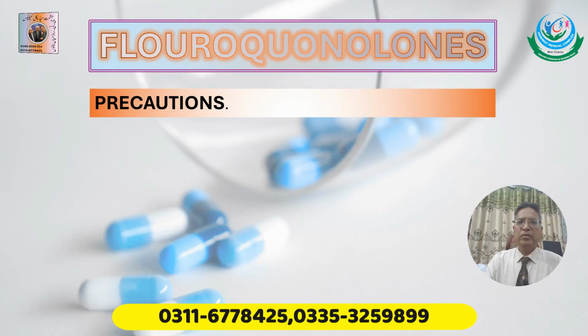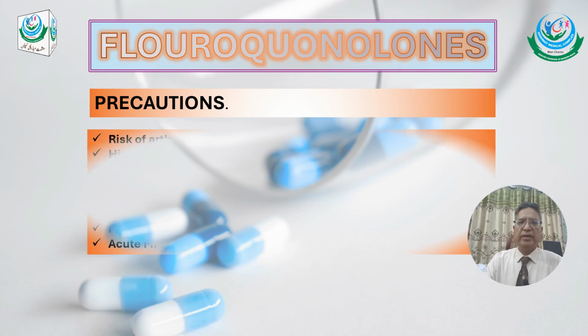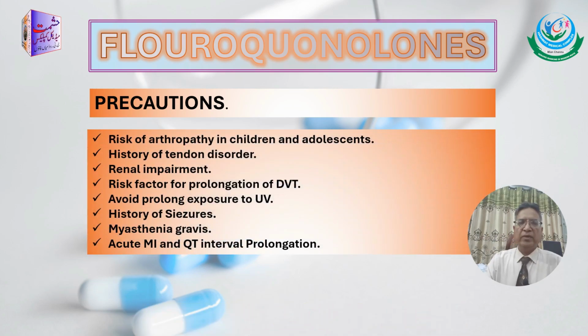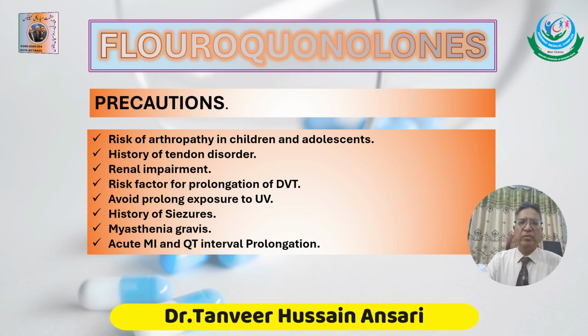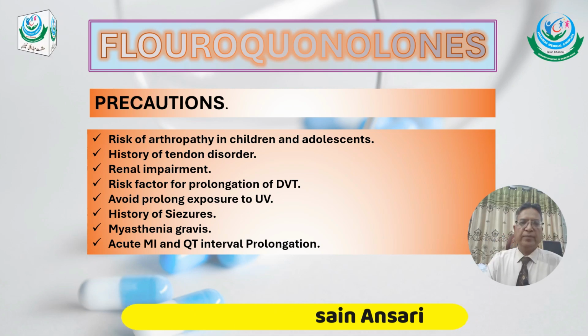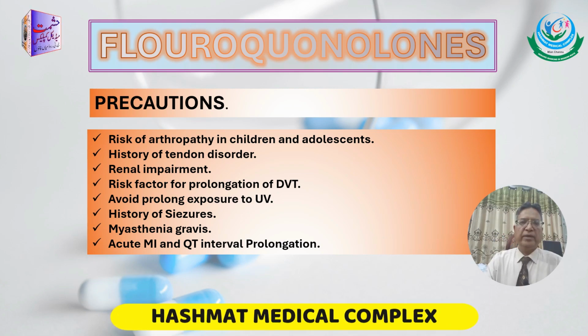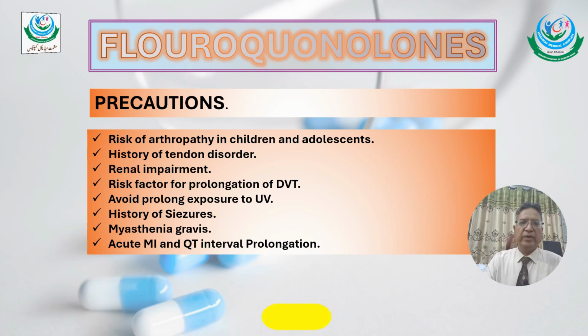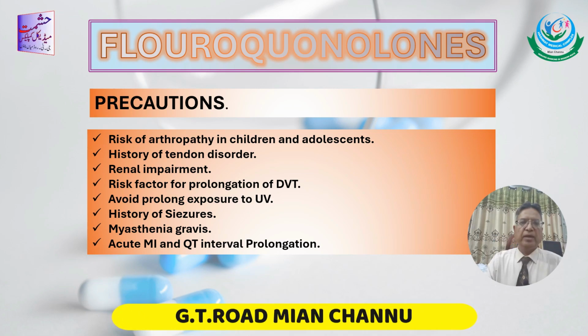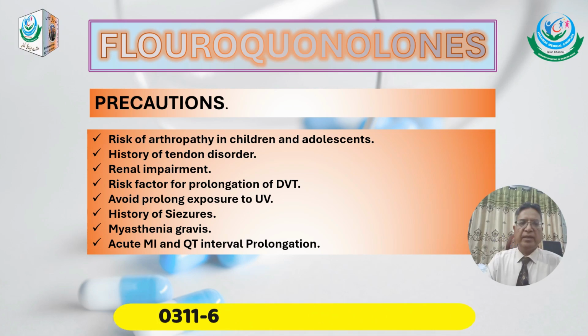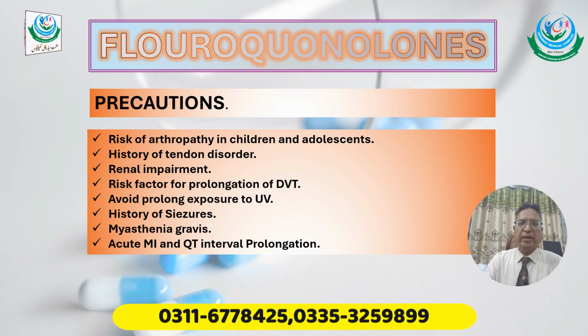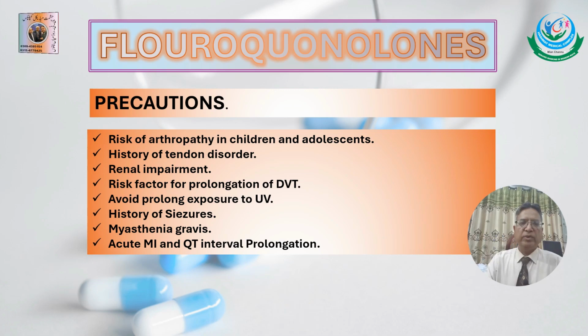These drugs should be prescribed with some precautions. There is a risk of arthropathy in children and adolescents, and if there is a history of tendon disorder or renal impairment, these drugs should be prescribed cautiously. There is also a risk of deep venous thrombosis, and while using these drugs, exposure to ultraviolet rays should be avoided because of the development of photosensitivity.